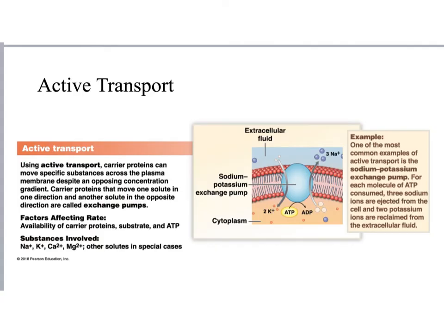Let's look at some active transport examples. Active transport is often used to transport ions into or out of the cell.